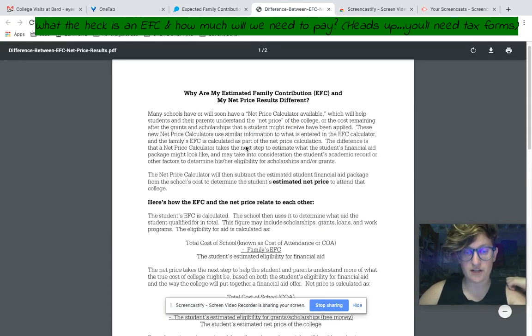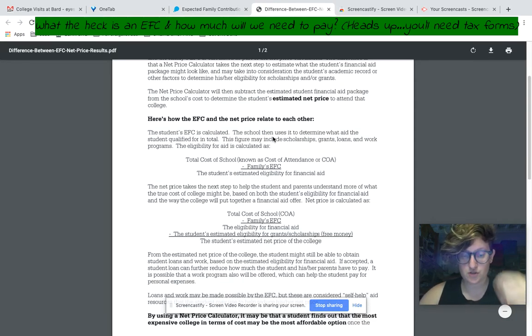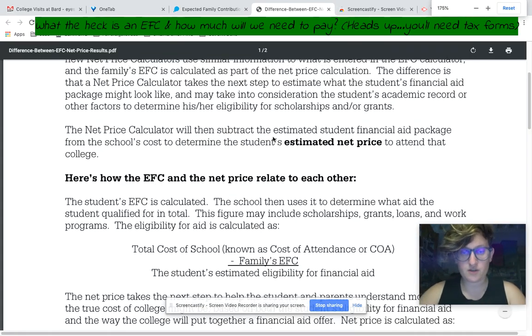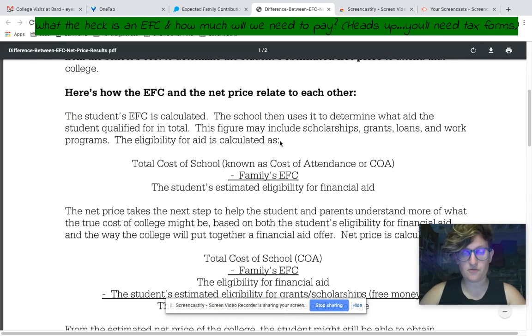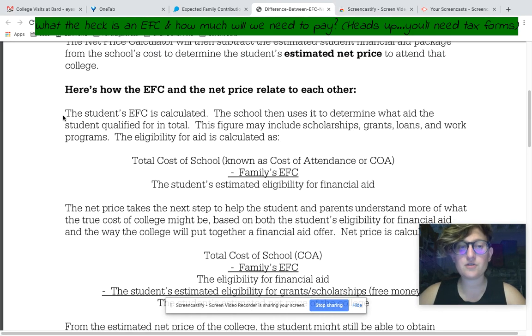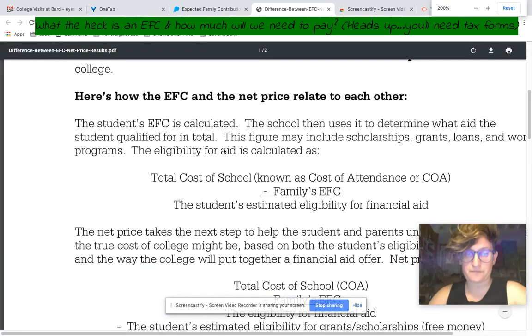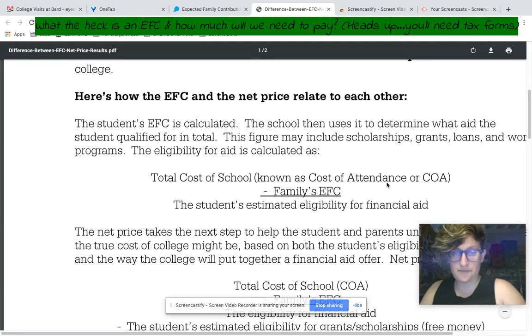So let's look really quickly at this cool little chart. This is why the EFC matters. The student's EFC is calculated. The school then uses it to determine what aid the student qualifies for in total. This figure may include scholarships, grants, loans, and work study. The eligibility for aid is calculated as, and this is so important, the total cost of school, known as the cost of attendance or COA, minus the family's EFC equals the student's estimated eligibility for financial aid.